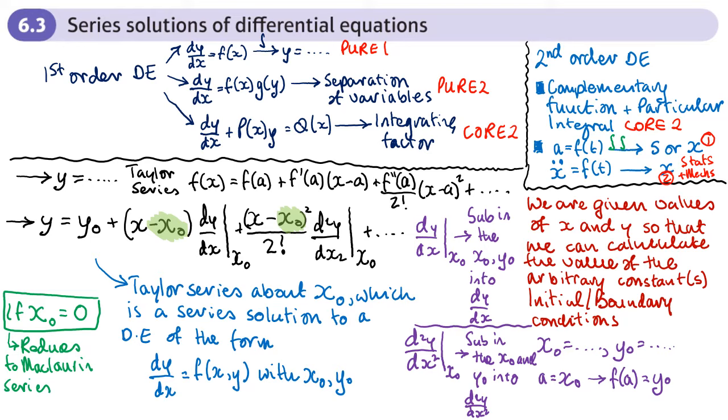Any bracket that's got x minus x0 in it, to whatever power, will just become x to that power. So that'll just save us a bit of time.